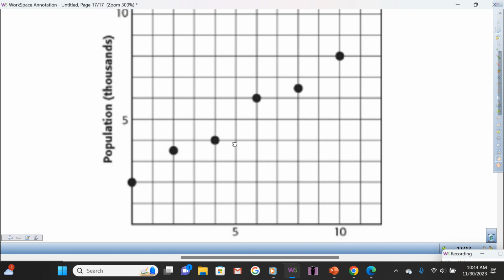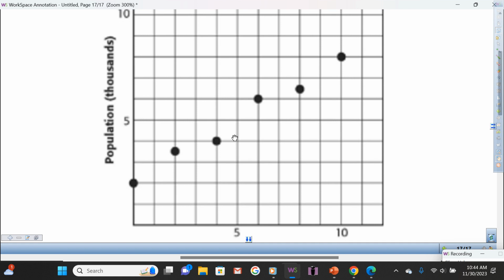Here it goes. So, first of all, what kind of correlation is this, guys? Negative, positive, or no correlation? Positive, because it's going upward, right? That means we need to sketch a line that best fits that data.